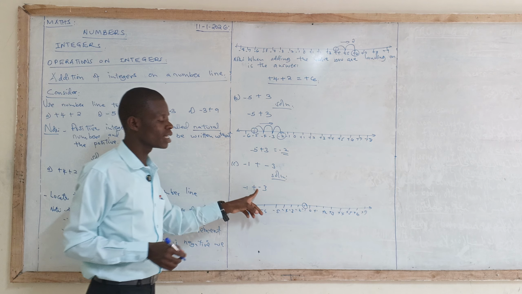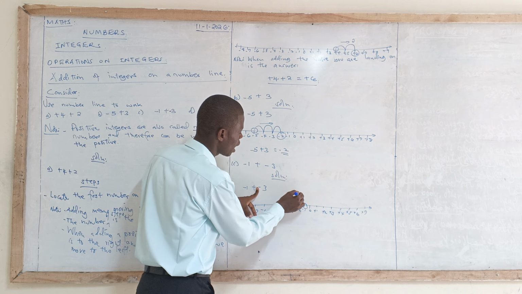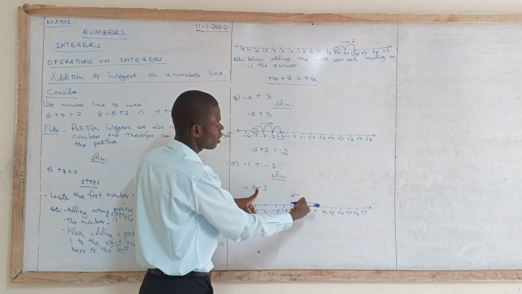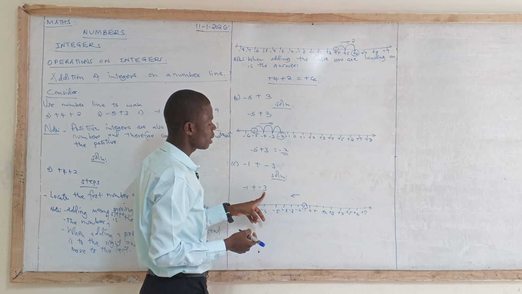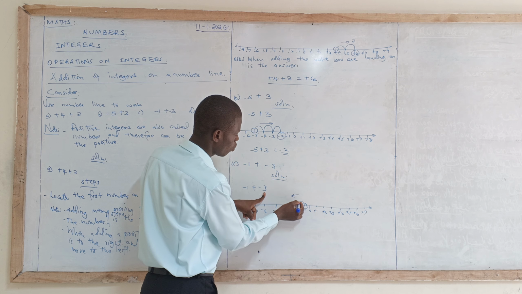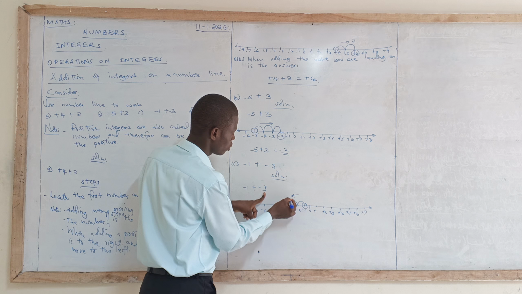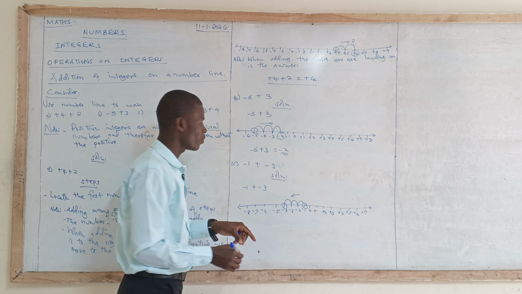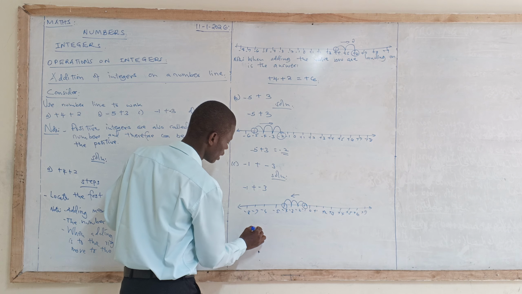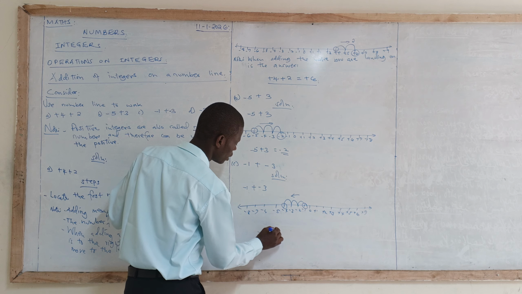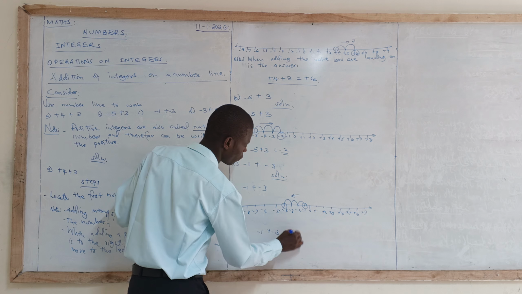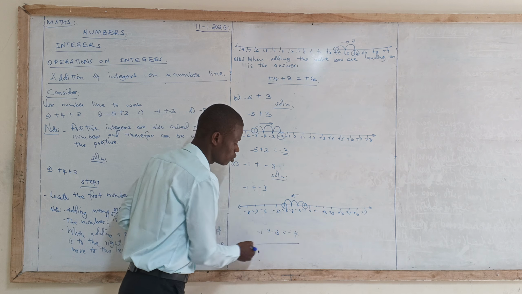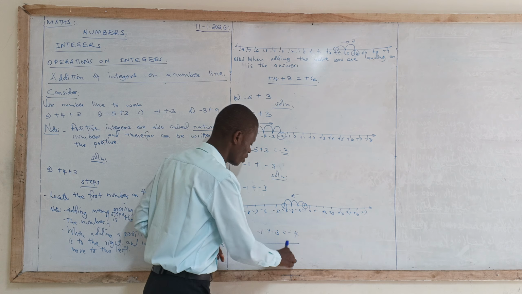I'm adding negative 3. Negative means that I'm moving towards the left. You see, towards the right, direction is facing right. Towards the left, I indicate by direction. How many steps? 3 steps. Here will be 1, 2, 3. What do I land on? I'm landing on negative 4. So what does that tell us? Negative 1 plus negative 3 is equal to negative 4. As simple as that. We now know how to add both negatives.